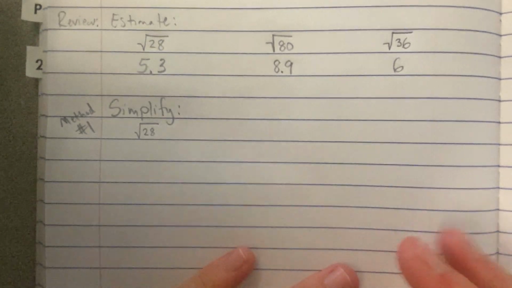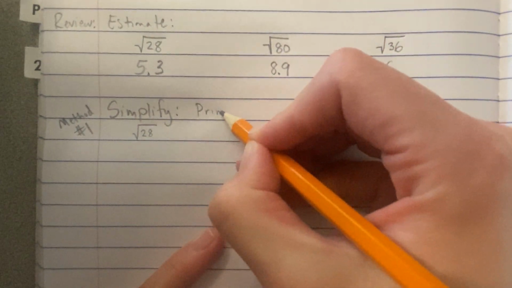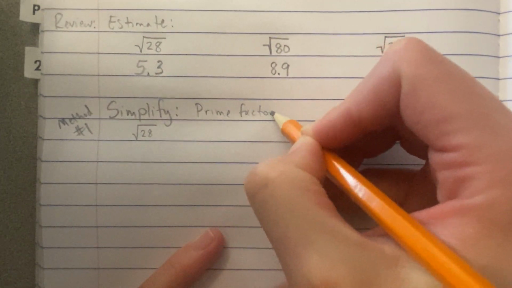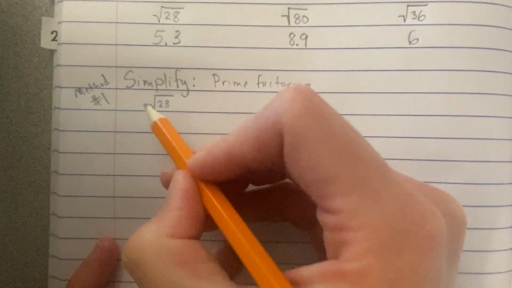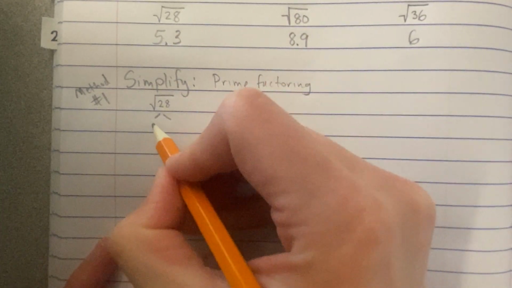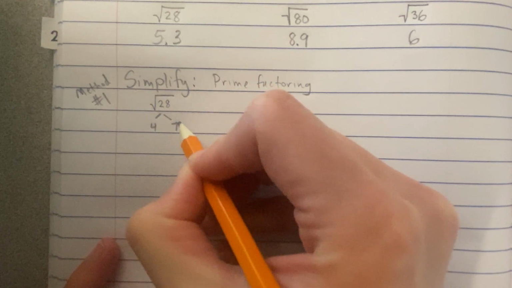So the first method that we use is called prime factoring. And here's what it looks like. We start by prime factoring the number. That means we think of two numbers that multiply, like 4 times 7. And when we see a prime number, we circle it.